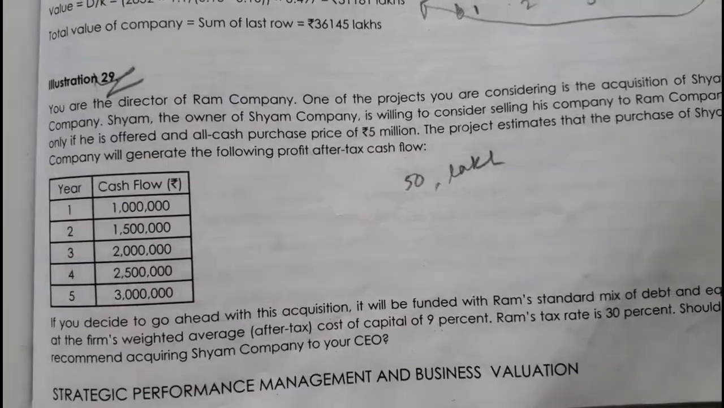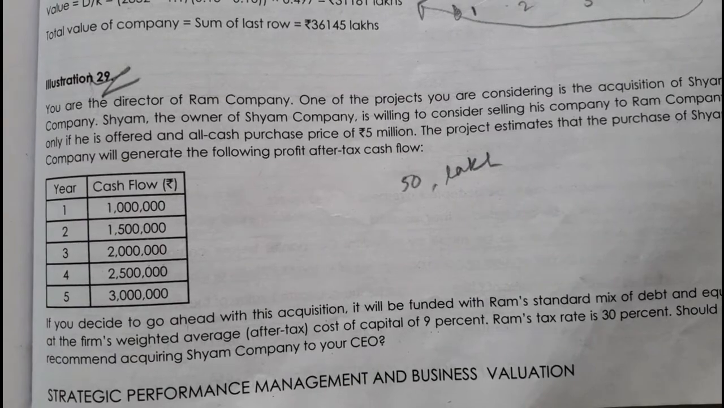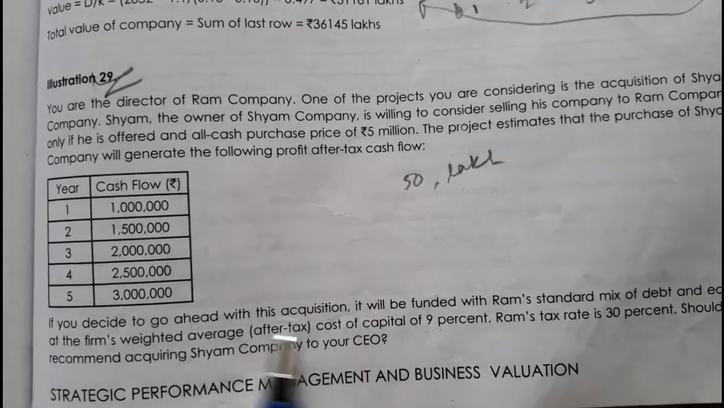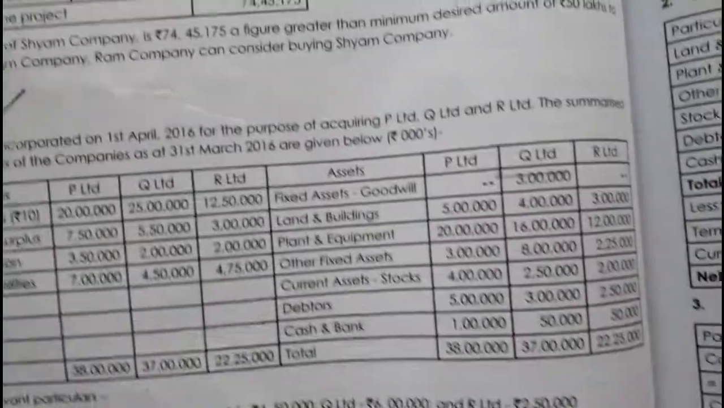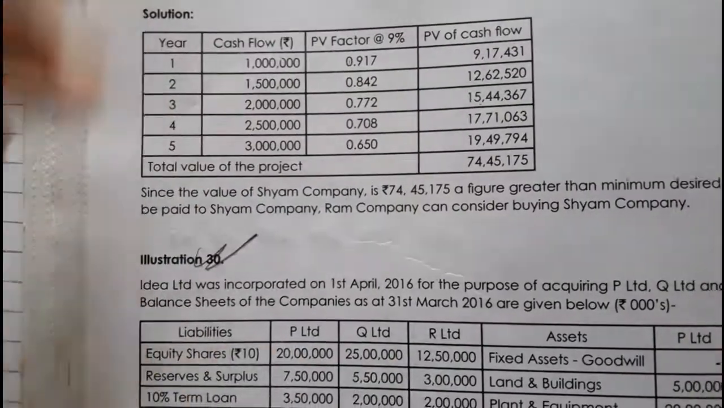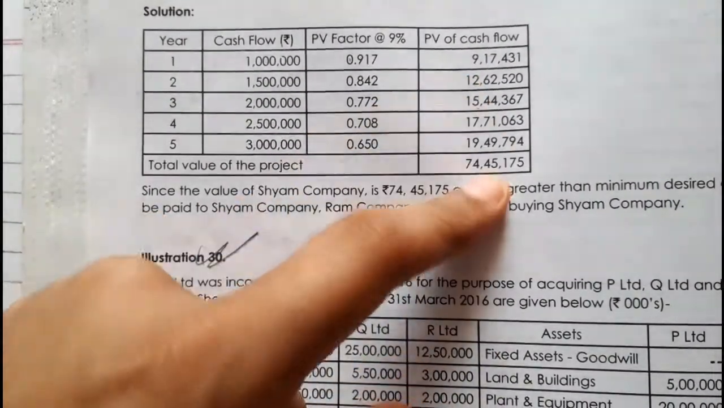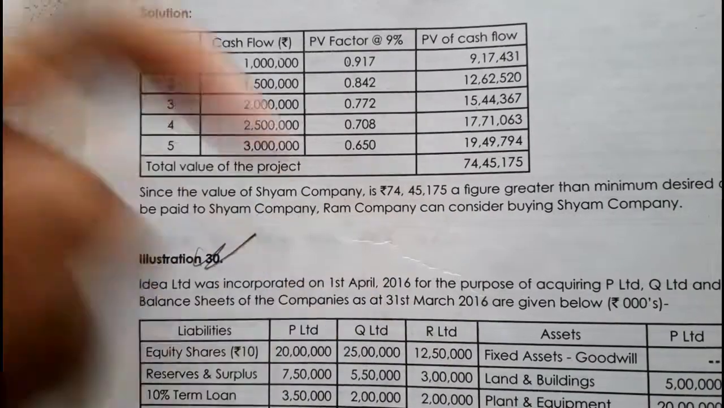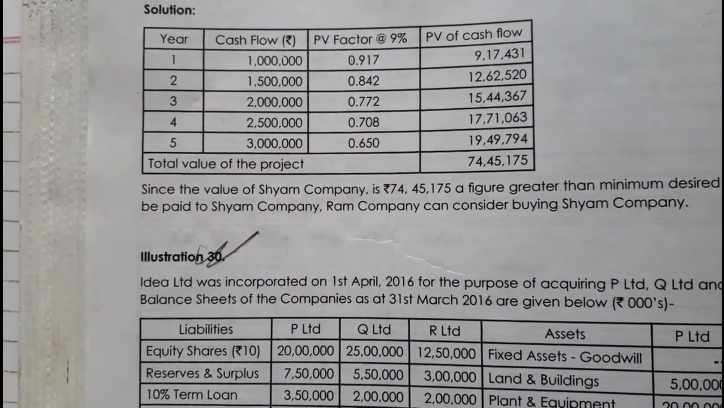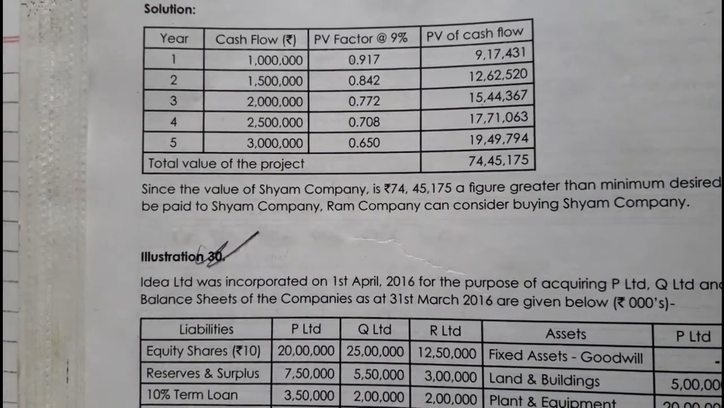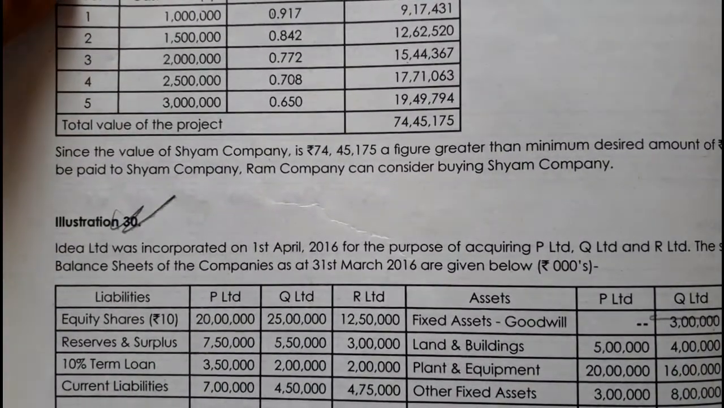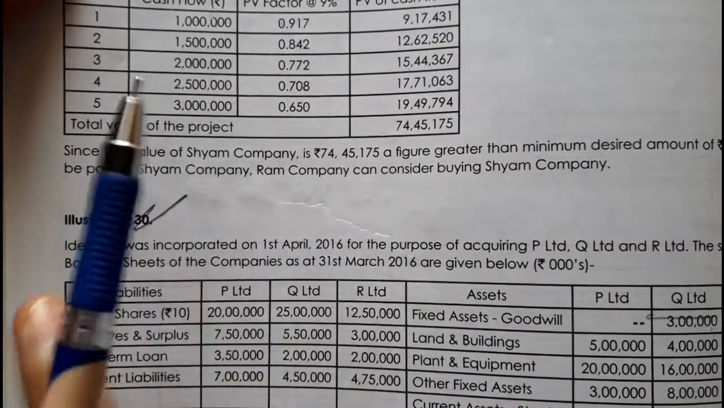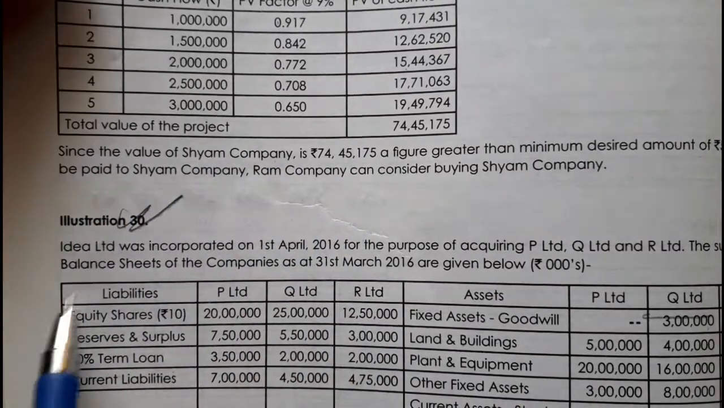So it's pretty simple. The cash flows are given, we just have to bring them to the present value, and the tax rate is also given, so it's quite simple. We'll bring every year's cash flows to the present value, then add them, and the value of the business is around 74 lakhs, but we are only required to pay 50 lakhs. So obviously Ram company can consider buying Sham company because the value is much higher and greater than the amount which we are going to pay.